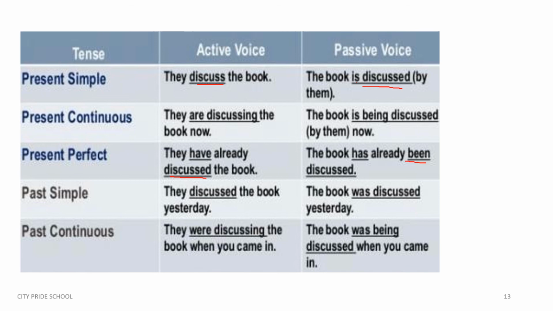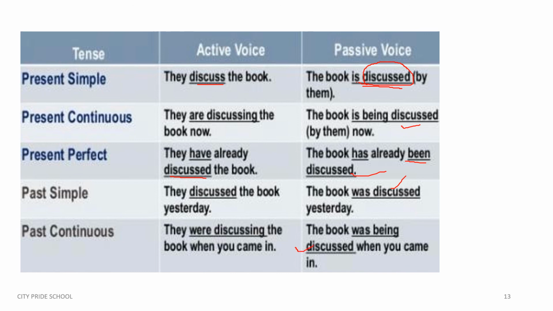Past simple, they discussed the book yesterday. The book was discussed yesterday by them. You can add by them there. Past continuous, they were discussing the book when you came in. The book was being discussed when you came in. Now if you notice here in the passive voice, what has not changed is this verb discuss. Everywhere you will find discussed, discussed, discussed and discussed.